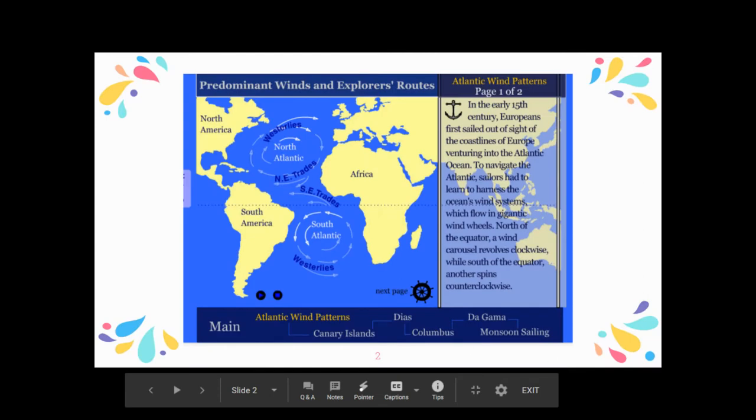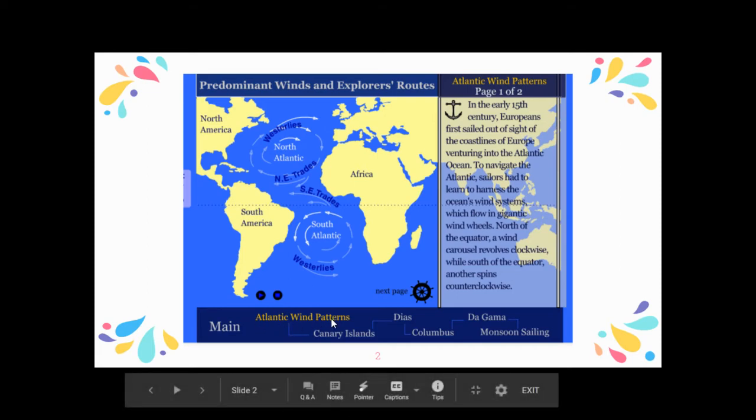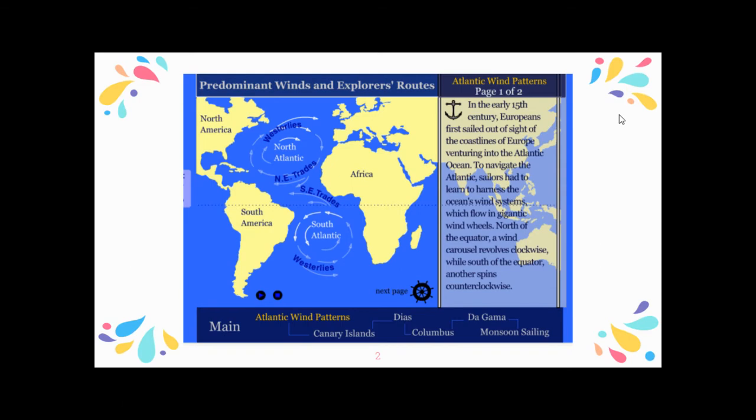Predominant winds and explorers' routes. This is for the Atlantic wind patterns. In the early 15th century, Europeans first sailed out of sight of the coastlines of Europe, venturing into the Atlantic Ocean. To navigate the Atlantic, sailors had to learn to harness the ocean's wind systems, which flow in gigantic wind wheels. North of the equator, a wind carousel revolves clockwise, while south of the equator, another spins counterclockwise. Notice the images here.